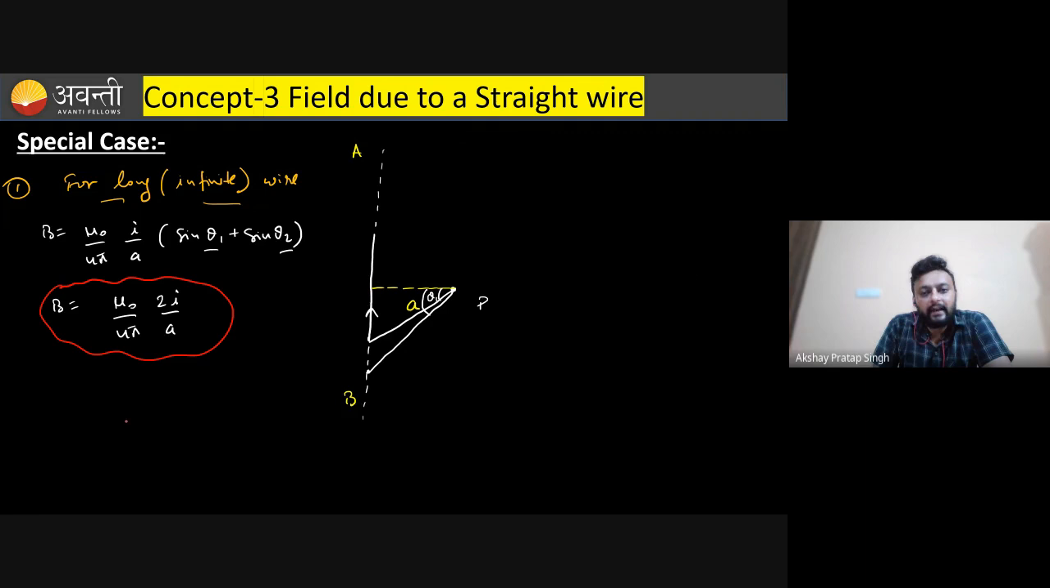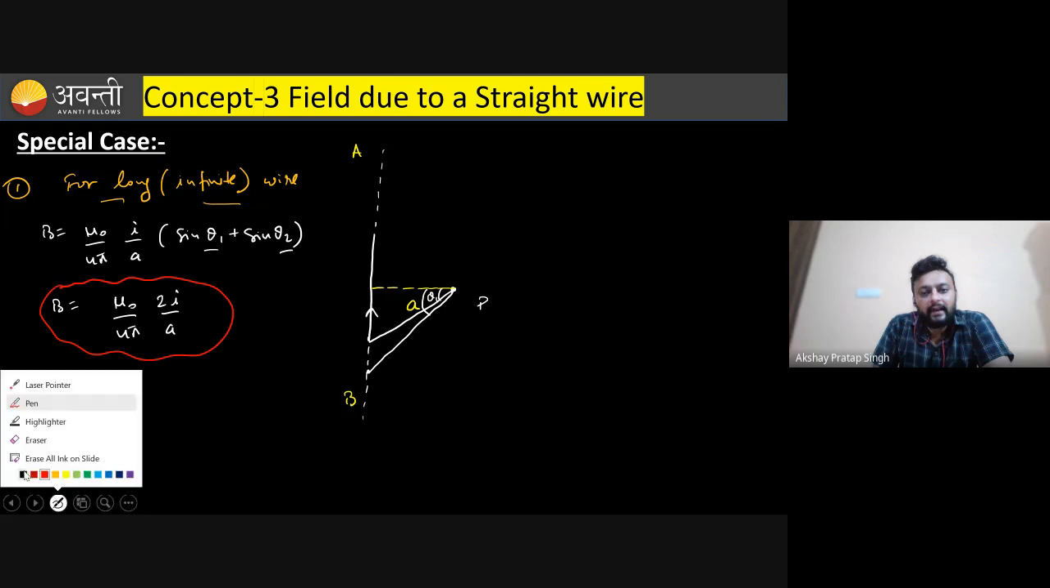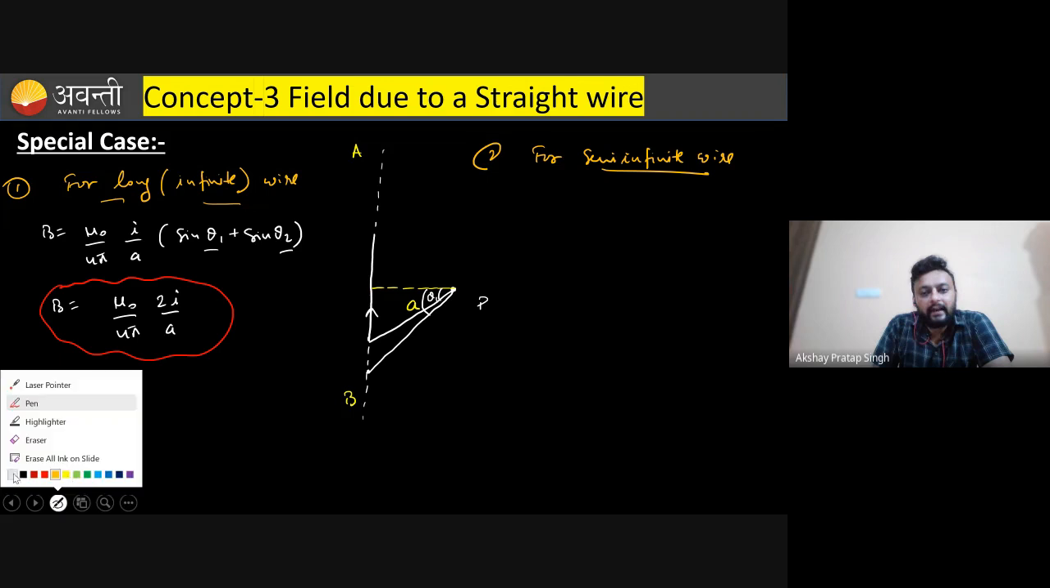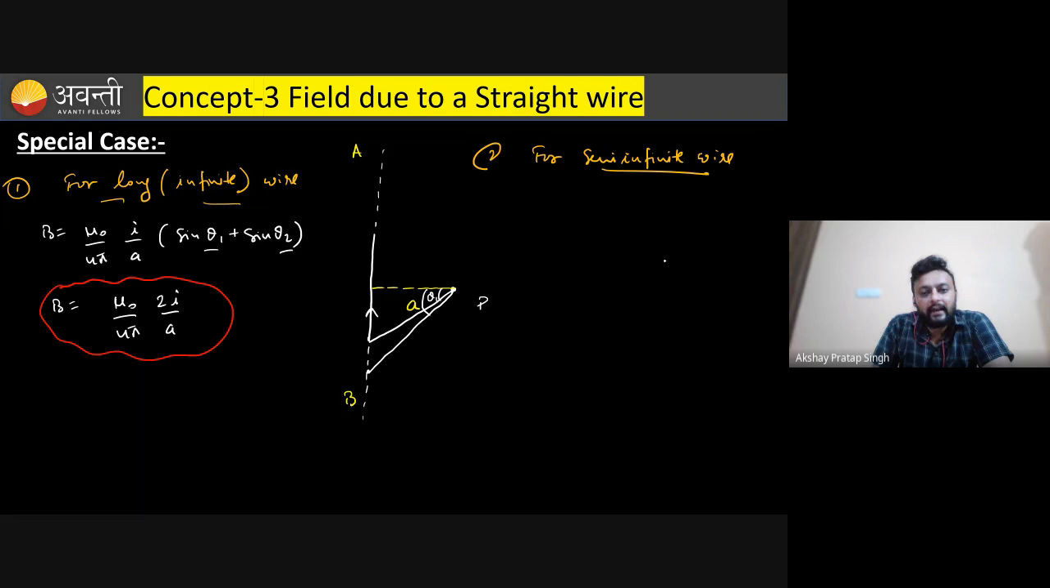Next, moving further, the second special case is for a semi-infinite wire. Let's suppose this is a semi-infinite wire. What is the meaning of semi-infinite? This is end A, and the other end B is up to infinity, and point P is somewhere here. So this is our perpendicular distance A. Clear?